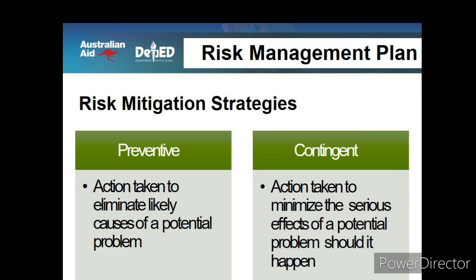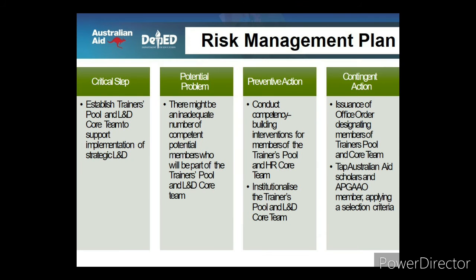Risk mitigation strategies can be divided into two: preventive and contingent. Preventive is an action taken to eliminate likely causes of a potential problem, while contingent is action taken to minimize the serious effects of a potential problem should it happen. Still under the risk management plan, as we can see on the screen, there are 4 columns: the first is the critical step, second, potential problem, the third column is preventive action, and the fourth is contingent action.